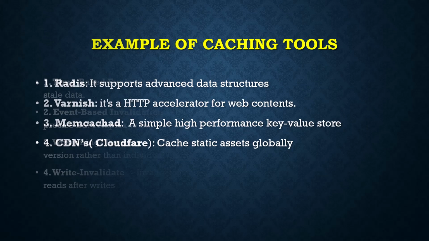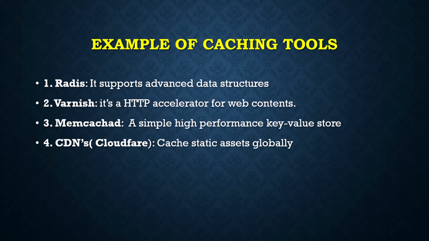Let's take a look at our next one. We're going to talk about some examples of caching tools. The tools that are mostly used in caching. Sorry, examples of caching tools. Okay, so let's take a look at the first one. Redis. What does Redis do? It supports advanced data structures.